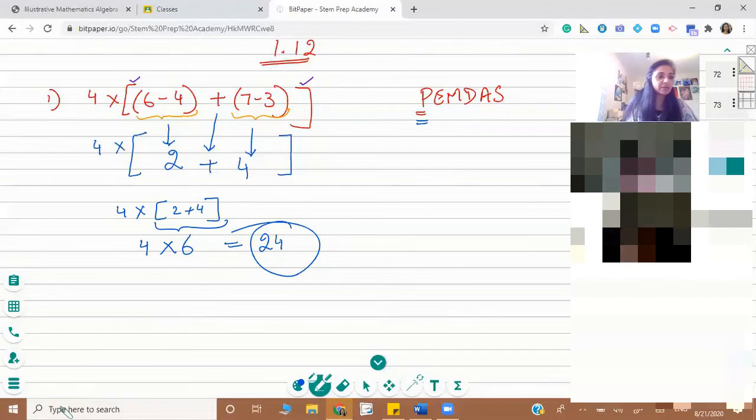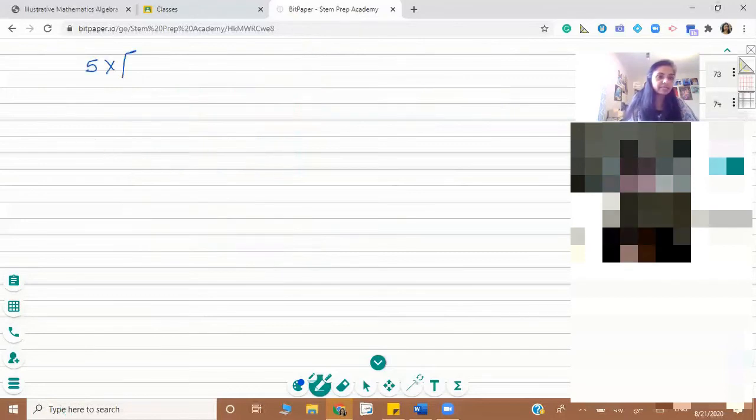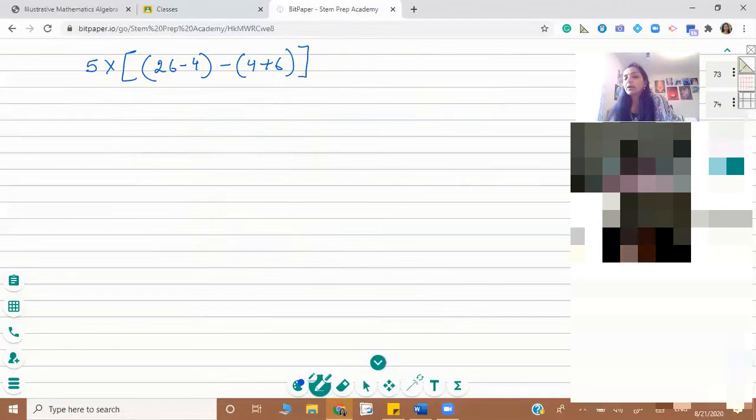So I'm writing a question. 5 times 26 minus 4 minus of 4 plus 6, like this. Over here again, I have 3 parentheses, one big outer one and 2 inner small ones. Till the time I do not get rid of my small ones, can I go on to the big one? No, I have to solve the small ones first.